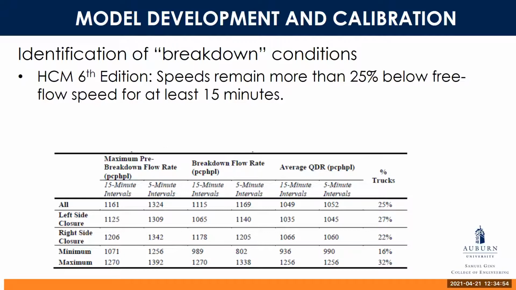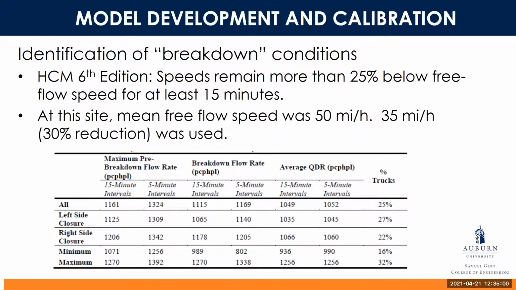So at our site, within the lane closure itself, at the most downstream sensor just beyond the taper, the average speed in free-flowing conditions was about 50 miles per hour. So we chose to use a threshold of 35 miles per hour, which is a 30% reduction from free-flow speeds. And if the speeds were sustained below 35 miles per hour for more than 15 minutes, then a declaration was made that a breakdown has occurred, best we can tell from the traffic data.